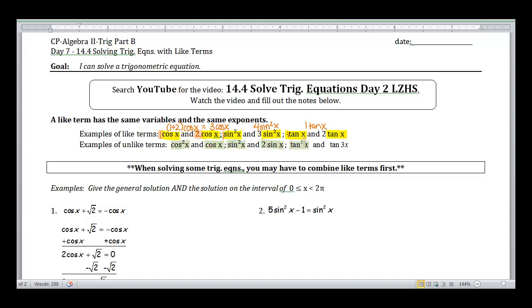Even when you have tangent cubed x and tangent of 3x, again, this tangent function has a degree of 1. This has a degree of 3. These are unlike terms. So now that we know what like terms are, let's look at some examples of how to solve with like terms and combine them.